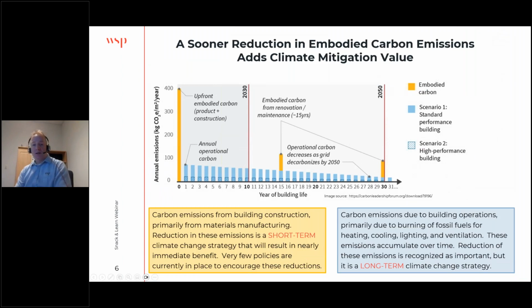And why is this important? A sooner reduction in the embodied carbon adds climate mitigation value. Think of it as a very short-term effective strategy that will have real-time impacts in the very near future, rather than having to wait 10, 20, 30 years into the future for these incremental decreases in the operational carbon to catch up to the overall total amount of embodied carbon that results from the original construction and some renovation later on. So it can have immediate impacts in the short term compared to some of the operational carbon that takes many decades to be realized.